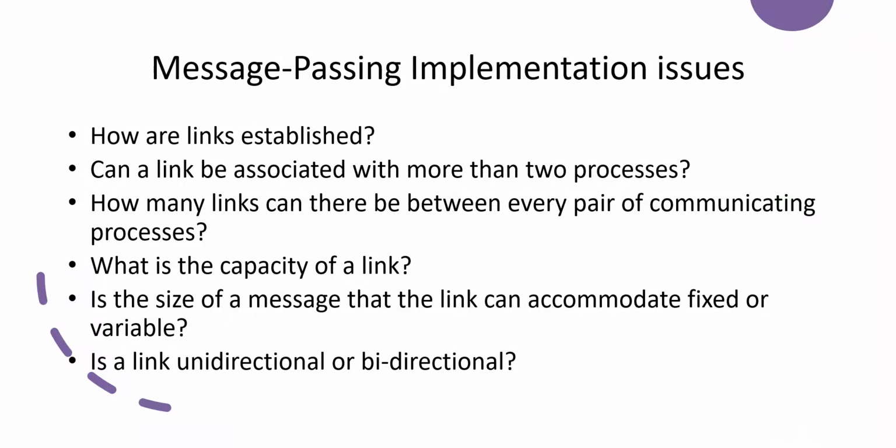Now, when we implement message passing, several questions need to be considered. First, how are communication links established? Second, can one communication link be associated with more than two processes? Third, how many communication links can exist between a pair of communicating processes? Fourth, what is the capacity of a communication link? Next, is the size of the message fixed or can the message size vary? Finally, is the communication link unidirectional or bidirectional? These are important design and implementation questions. The operating system must provide suitable mechanisms to handle these requirements.